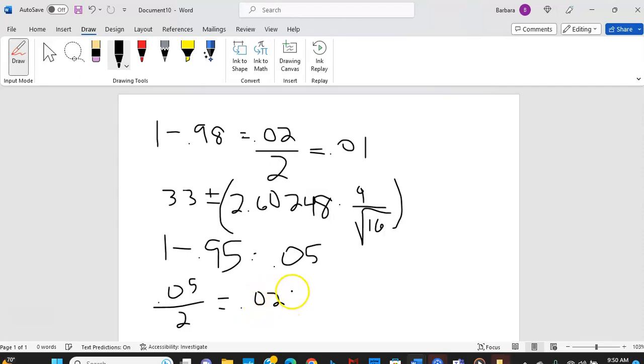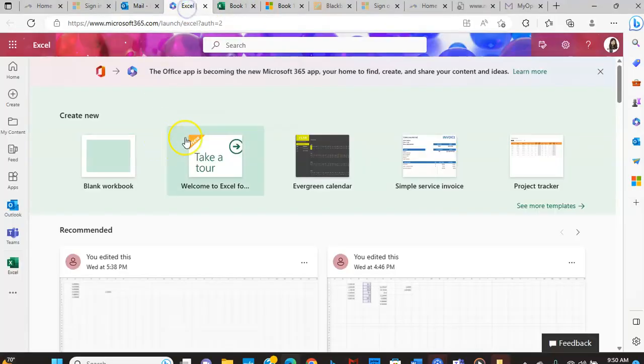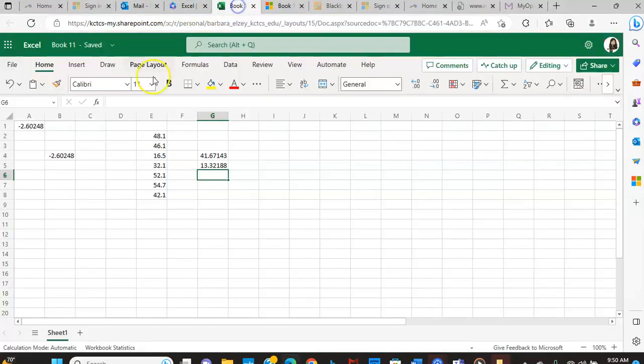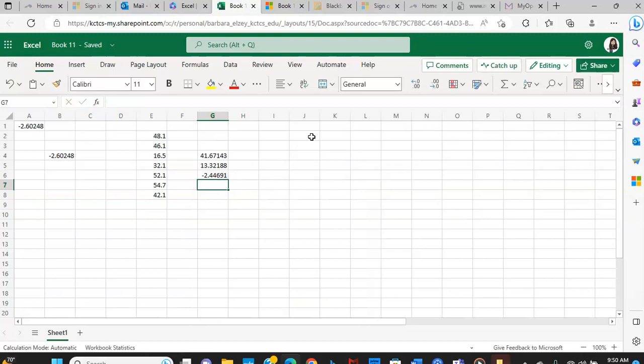Okay, so 0.025, and I believe there were 7. 1, 2, 3, 4, 5, 6, 7. Yes, so our degrees of freedom will be 6. All right, so let's go to Excel. And let's put in equal T.INV, 0.025 and 6. And there is our critical value.